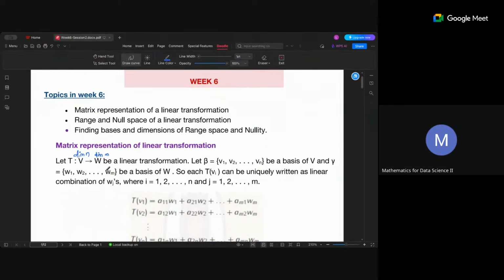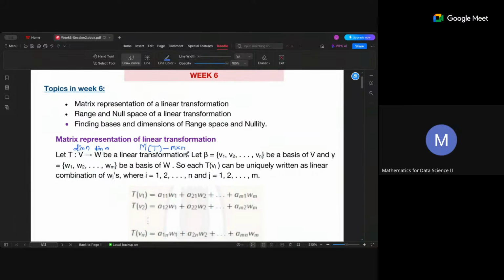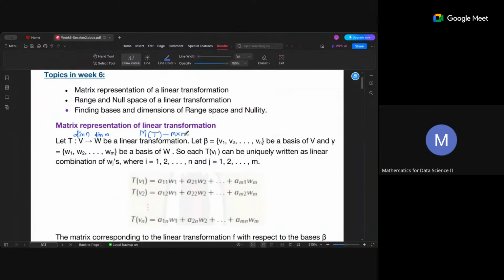dimension m. So let us say the matrix representation of T is this. What should be the size of this matrix first of all? It should be m cross n, right? So this is the first thing you should know about matrix representation. Now you are having an m by n matrix, and how are we going to form the entries?